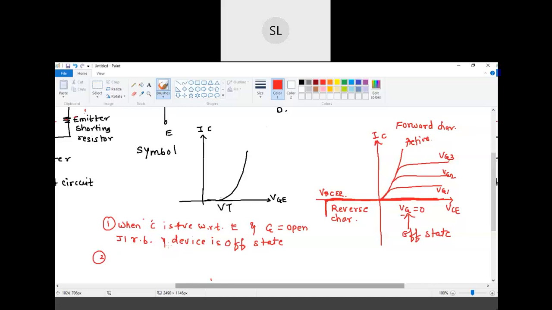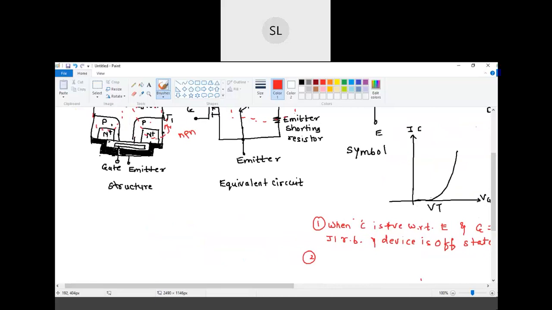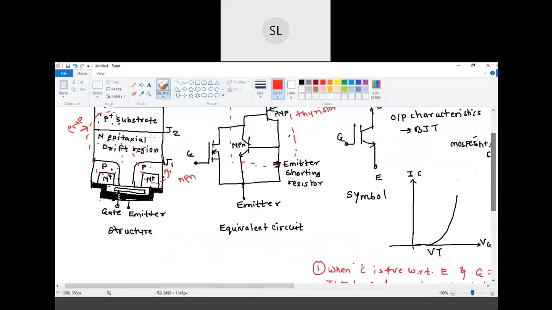So when a positive gate to emitter voltage is applied, the positive gate will attract electrons in this p region. When a certain positive gate voltage is applied here, the electrons will be attracted into this p region, and what will happen next? A channel will be induced here in this p region. Okay, because of this positive gate voltage, electrons will be attracted in this p region and a channel will be induced here.